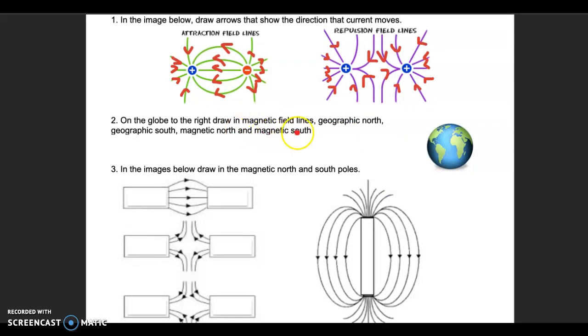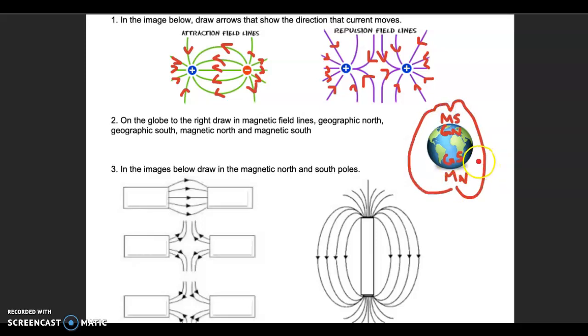So here, draw magnetic field lines, the geographic north. So this is geographic north. This is your geographic south. But remember, in this, the magnetic north is different than the geographic north. And our lines always go from north, negative, to south, positive.